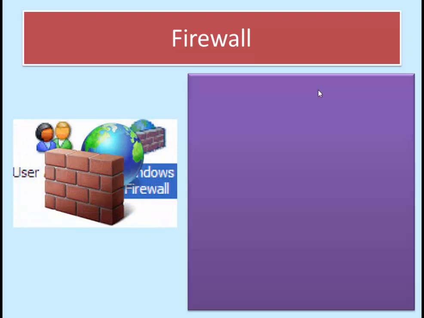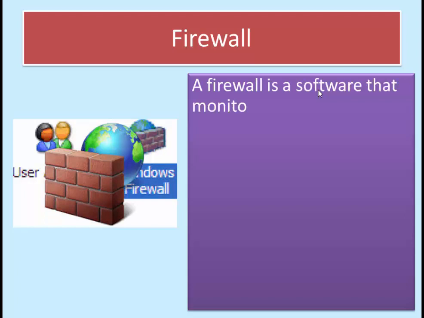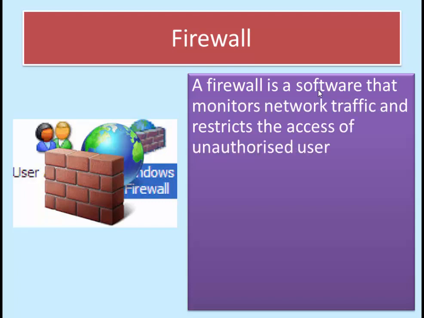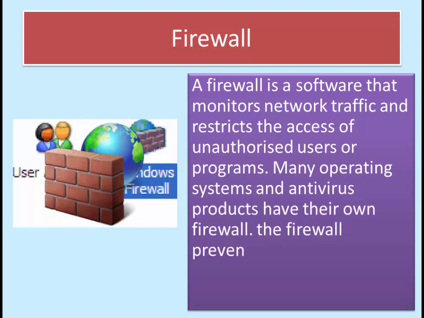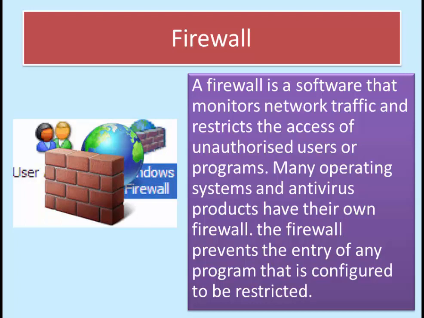Okay, now firewall. This is also one kind of software that protects your computer against security risks. A firewall is software that monitors the network traffic and restricts the access of unauthorized users or programs. Many operating systems and antivirus products have their own firewall. The firewall prevents the entry of any program that is configured to be restricted. So firewalls are programs that prevent any unauthorized user from accessing your computer.